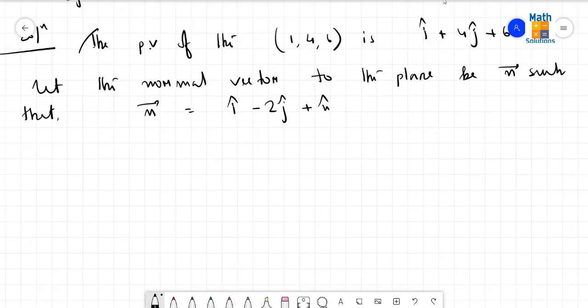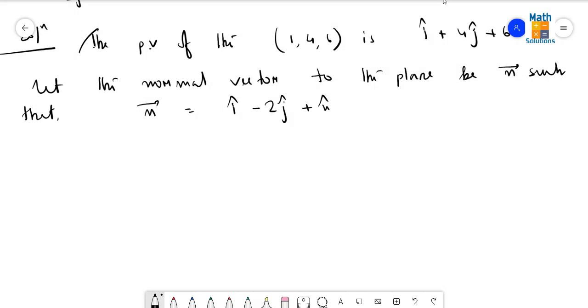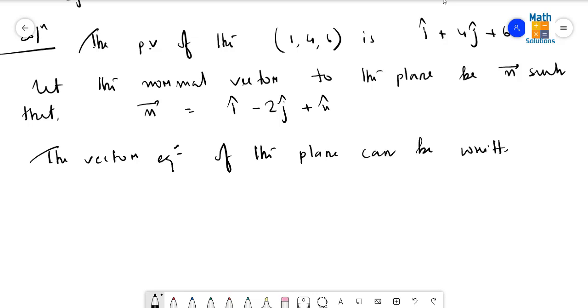So the vector equation of the plane can be given in this way. This is again in accordance with the formula. So the vector equation of the plane can be written as, this is the way of writing, vector r minus the position vector, this one will have to be subtracted from it, i cap plus 4j cap plus 6k cap, right?